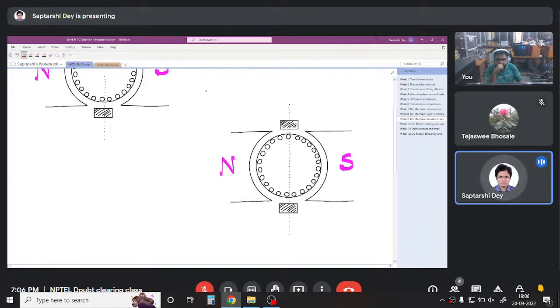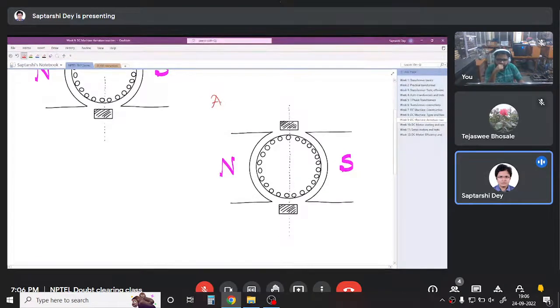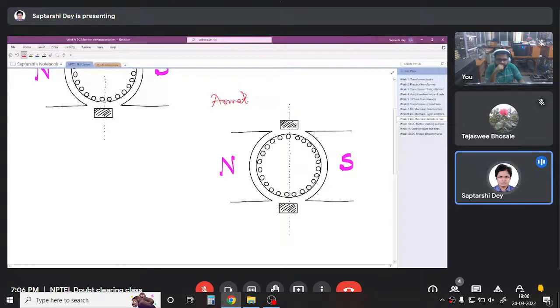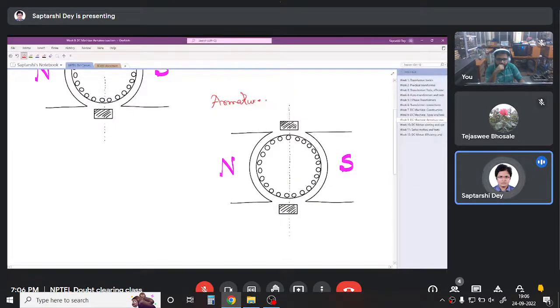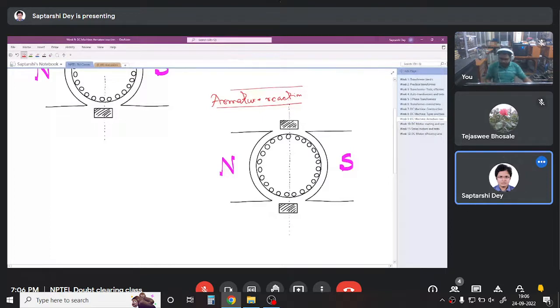So the first thing we will start today is armature reaction. We will mostly talk about armature reaction. So what is armature reaction? Armature reaction is the effect of the armature magnetic field on the main field, or the field winding of the machine, of any machine, not only DC machine. Say the effect of armature magnetic field on the permanent magnet fields of a PMSM or BLDC machine, that is also armature reaction.